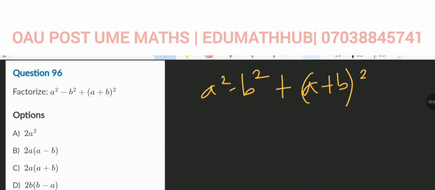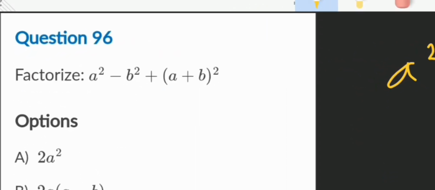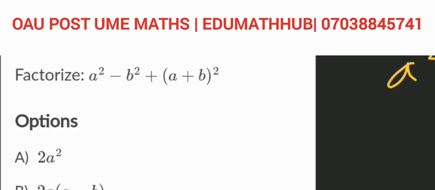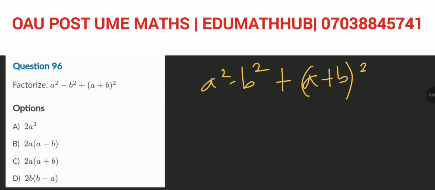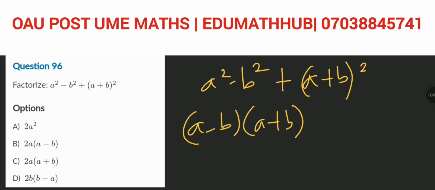Let's take the next question. We have to factorize a squared minus b squared plus (a plus b) all squared. So if you identify your difference of two squares very well, you see you have something like that here. Okay, so this is a difference of two squares. You need to break that part down first. So that will give you (a minus b)(a plus b). So that's the difference of two squares.